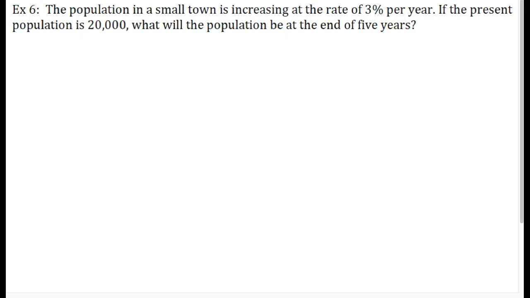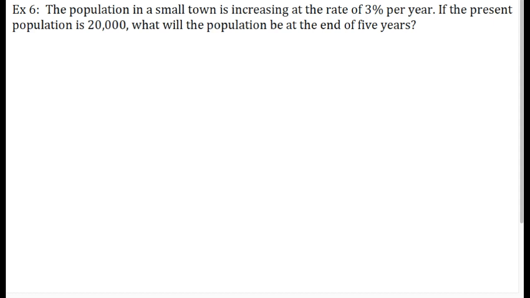Alright, let's take a look at the story problems from the notes here. So this first one just says, the population is increasing at a rate of 3% per year. If the present population is 20,000, what will the population be at the end of 5 years?